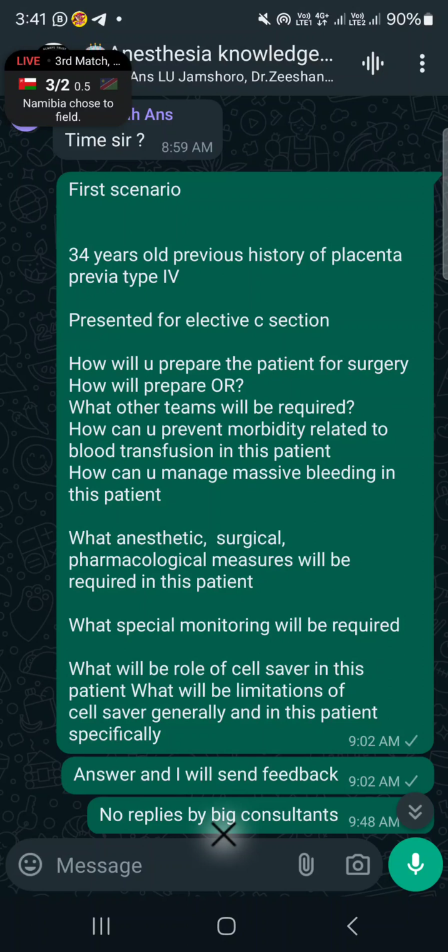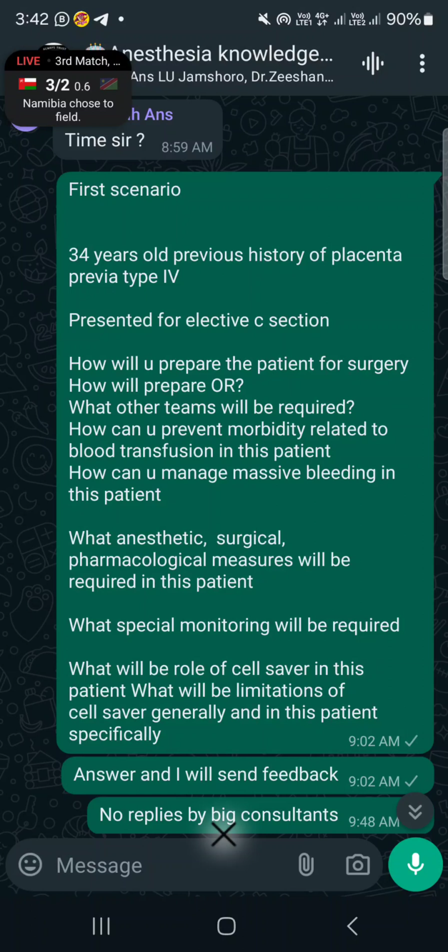This is one of the most common scenarios with reference to obstetric anesthesia. So we have a patient who has a history of placenta previa, type 4 in last pregnancy, having massive bleeding. So now this patient is having another pregnancy. So there will be chances of another placenta previa or even further invasion in the form of placenta accreta, increta or percreta. So how will you be evaluating the patient?